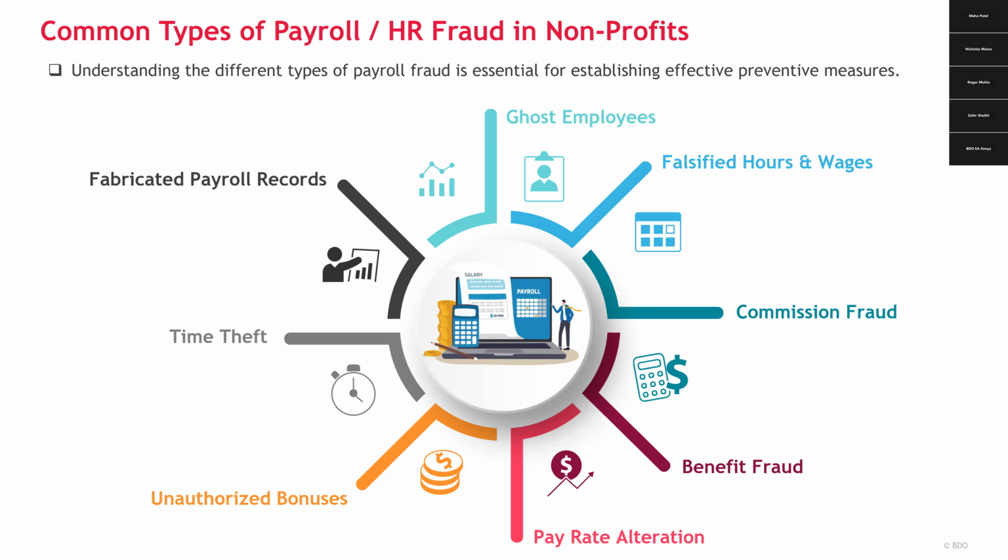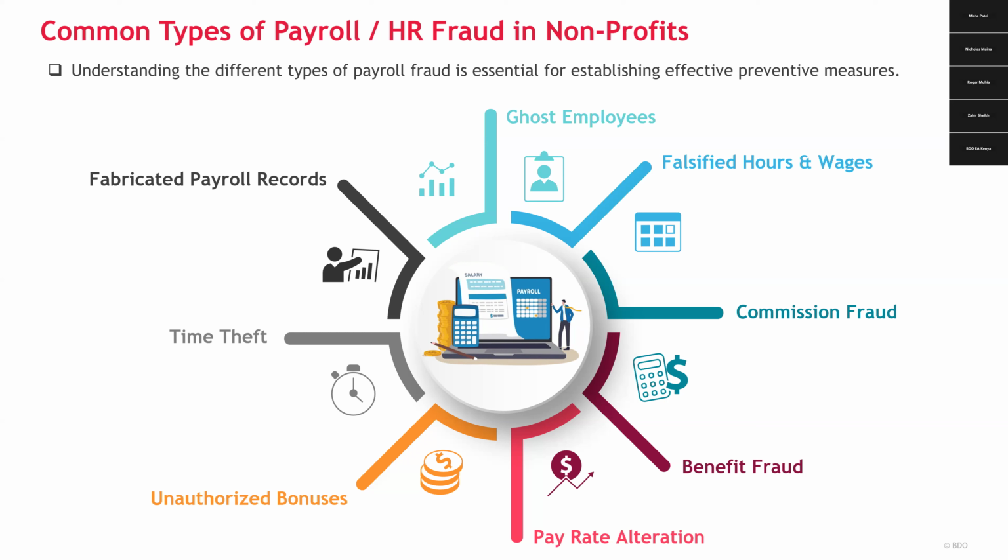The second kind of fraud is falsified hours and wages. This kind of fraud involves employees claiming compensation for hours not worked, or even manipulating the payroll system to increase their wage rate. This also requires collusion between employees and supervisors and exploitation of weaknesses in timekeeping systems. So this shows the importance of having good systems in our entities.